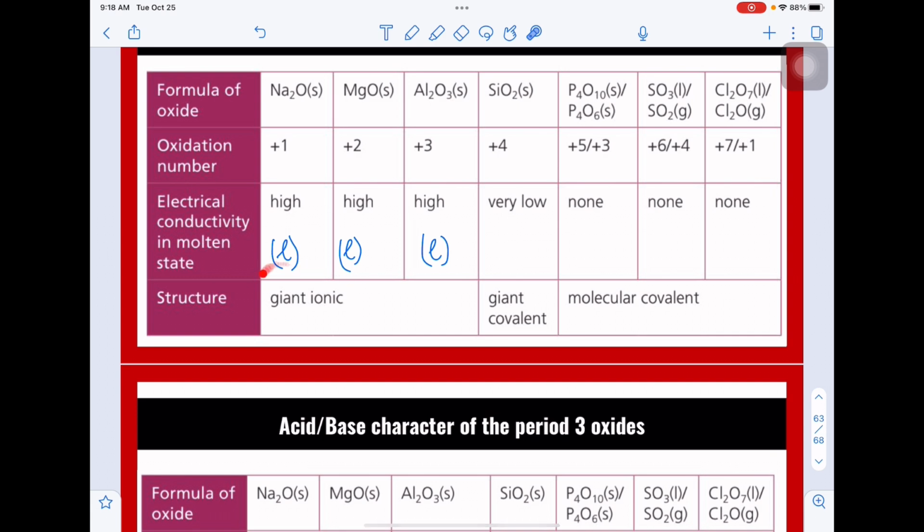Okay, so for the structure, it is giant ionic, giant covalent, and molecular covalent. So giant ionic for the metal oxides, and then for this non-metal oxide, it's giant covalent, because for something to be ionic, there should be a metal and a non-metal, right? So that's why these three are all giant ionic. But this guy is giant covalent because it's a covalent bond. The rest of them are molecular covalent.